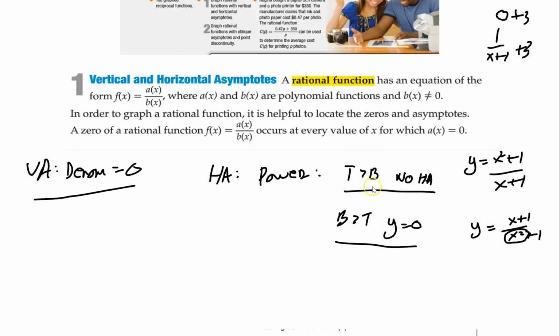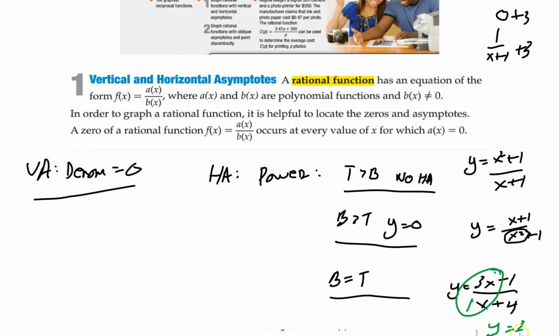So far, right? Top power bigger than bottom power is none. Bottom power bigger than top power is 0. And what if they're the same? Only thing left over. What if the bottom power equals the top power? So it's something to this effect. In this scenario, when they're the same power, what you do is you take the ratio of the highest powers. So we look at these two, they're both the highest power. We take the ratio, so this would be y equals 3 over 1, also known as this y equals 3. So then it's y equals the ratio.